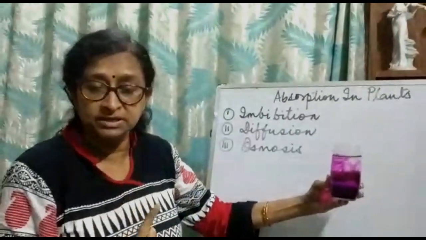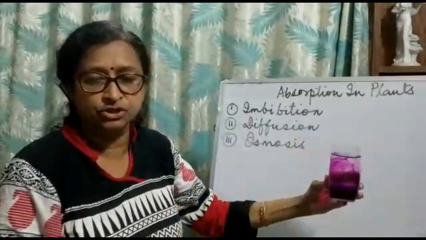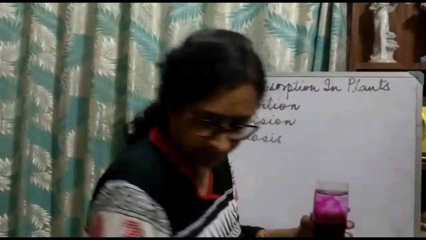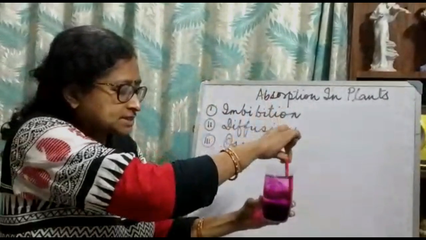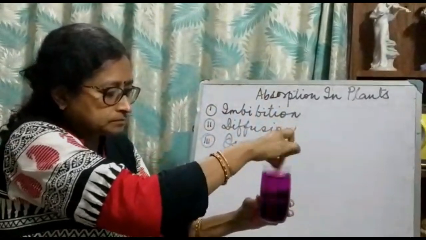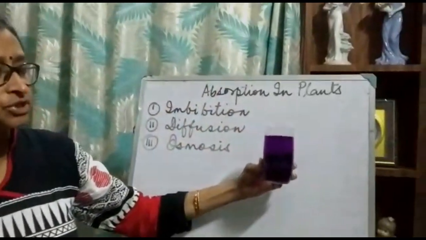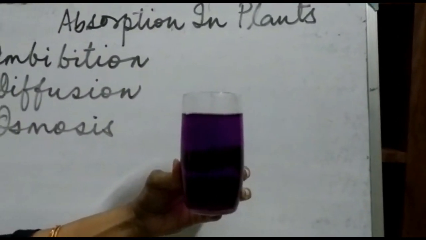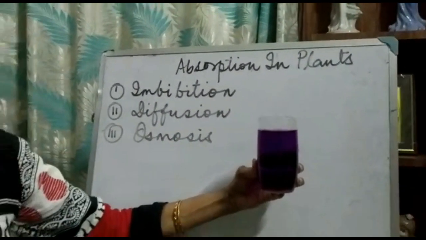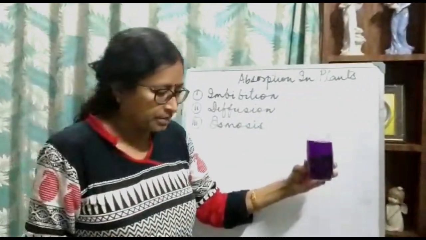How long will this continue? Until a homogeneous mixture is formed. Suppose I stir up this solution. Once I stir up this solution, can you see the color becomes uniformly distributed all over? That means diffusion has already taken place. Okay, so diffusion we have to keep in mind.